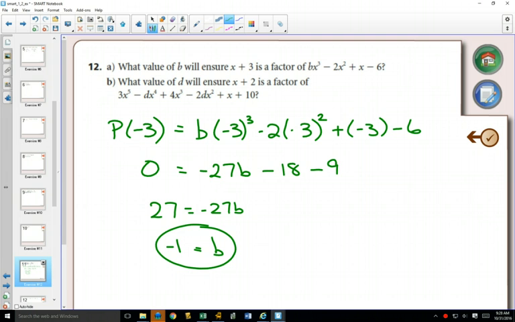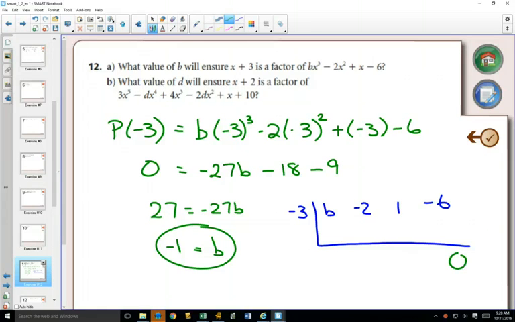Now, the other method that I saw people do was sort of a working backwards method. They set up their synthetic division. They said if I'm dividing by x plus 3, I'd have an x minus 3 here. And my coefficients are b, negative 2, 1, negative 6. And what do I know in the end? I know this has to be 0. Well, if that's 0, what's one number that I could fill in here? Well, this has to be 6.